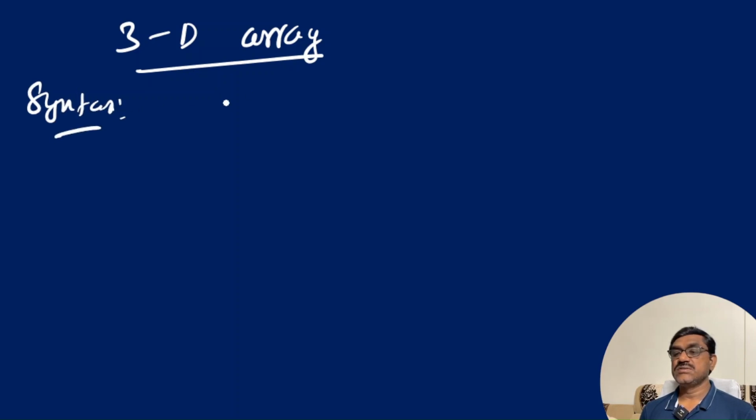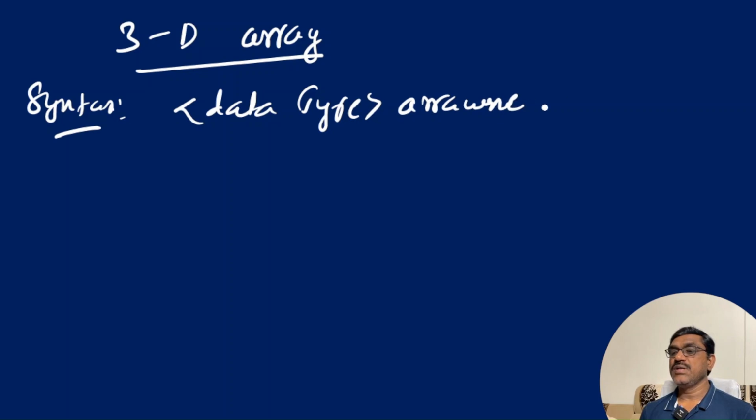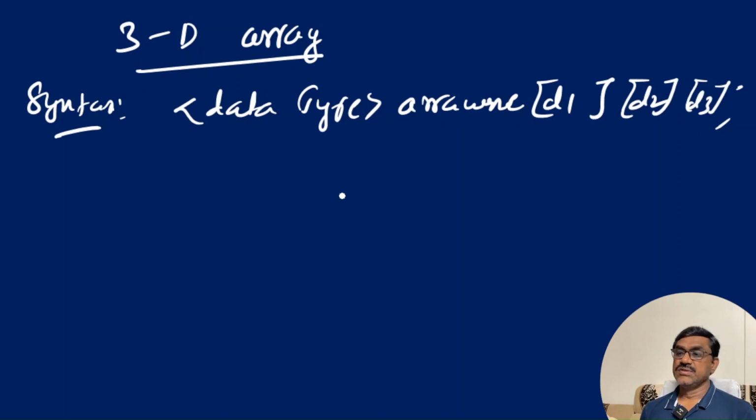I'm writing three-dimensional array. What is the syntax for representing the three-dimensional array? Same as the previous one, you mention the data type, after that the array name, any name you can add. Here I'm going to mention three dimensions, so this is dimension 1, dimension 2, dimension 3.